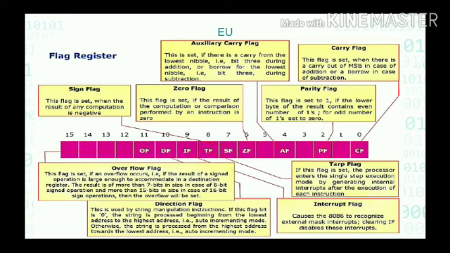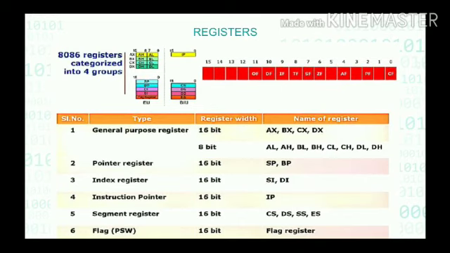If the flag bit is 0, the string is processed from the lowest address to the highest address. That is auto-incrementing mode. Otherwise, the string is processed from the highest address towards the lowest address. That is auto-decrementing mode. The control flags are used to control certain operations. 8086 registers are categorized into groups known as general purpose registers, pointer registers, index registers, instruction pointer, segment registers, and flags.